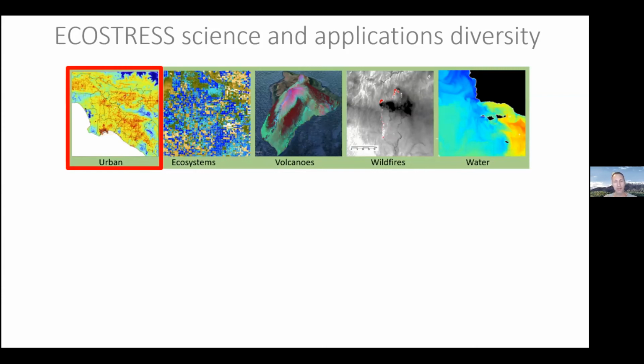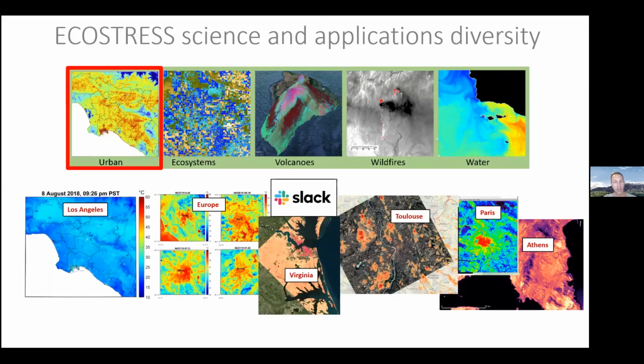Here I've just highlighted a few. Volcanoes, we can determine the SO2 from volcanoes. We can image wildfires. We can look at coastal water currents. But obviously the focus here is looking at urban heat islands. So it's been a pretty popular topic. The Slack channel is full of examples of people that have used it to image urban heat islands all around the world.